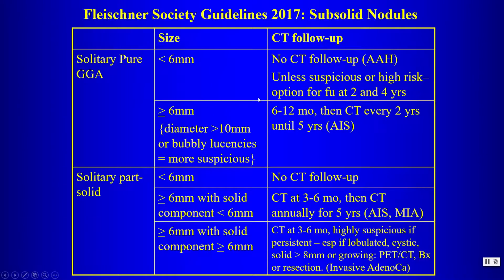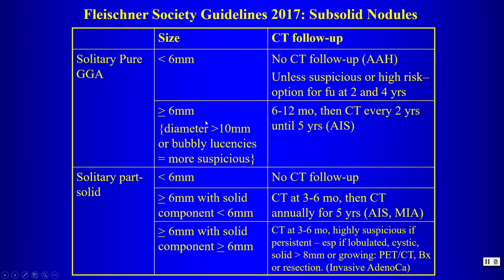Now for subsolid nodules, nodules that have ground glass attenuation, if the nodule is purely ground glass attenuation, to note here for subsolid nodules, we do not divide into low risk and high risk groups. Here we treat smokers and non-smokers the same. For a solitary pure ground glass attenuation nodule, if the nodule is less than 6 millimeters, that does not require CT follow-up. That might represent a focus of atypical adenomatous hyperplasia, and those usually remain stable over time.